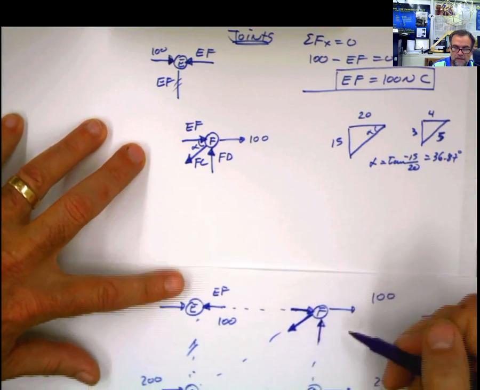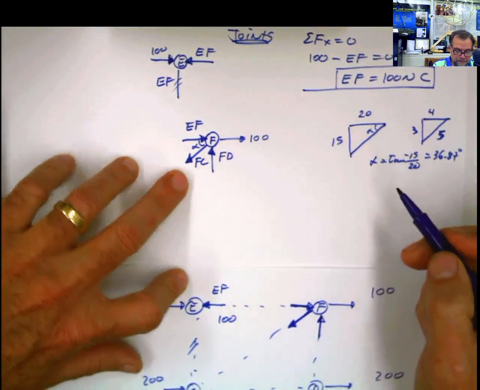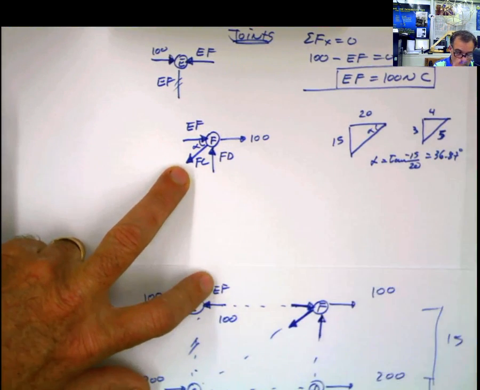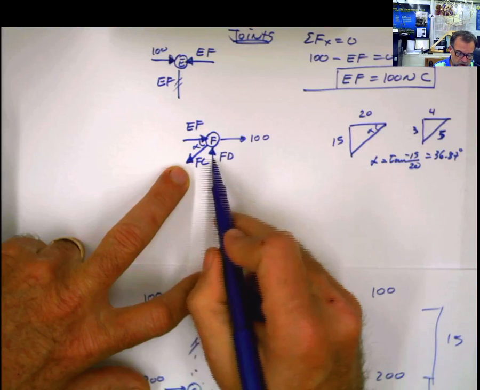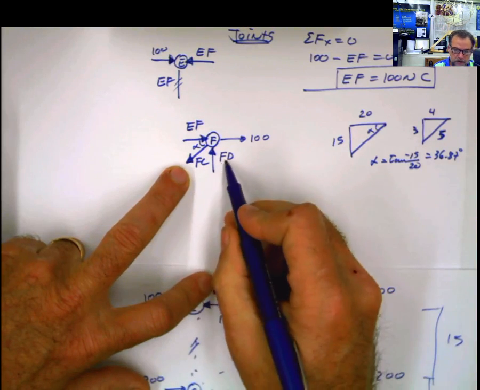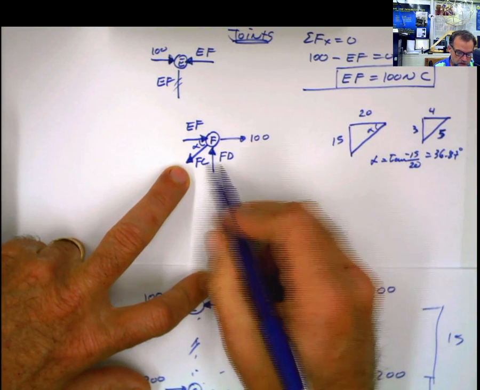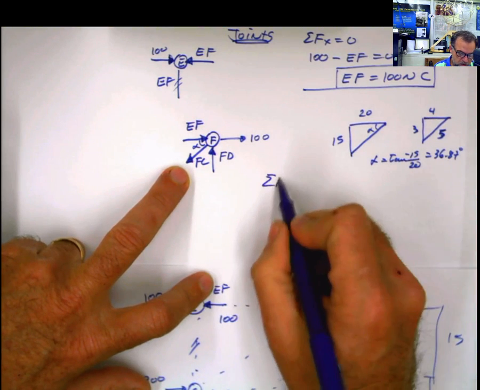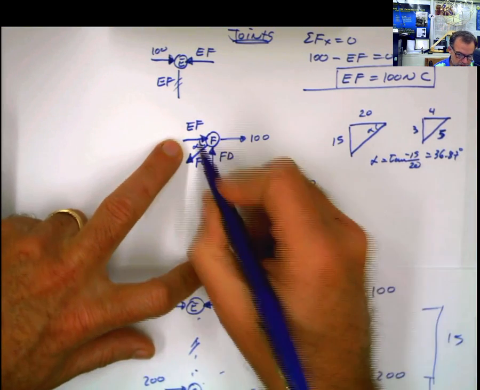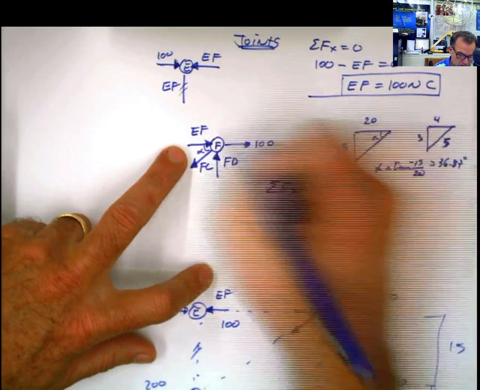Assuming these are going to be correct, but I know these are correct. So what would you do first? If you do summation of forces in Y, you still have two unknowns, because it's the vertical component of FC plus FD. So we're going to do summation of forces in X. If I do summation of forces in X here, then I'm going to have EF, but EF I know how much that is, because it's 100.